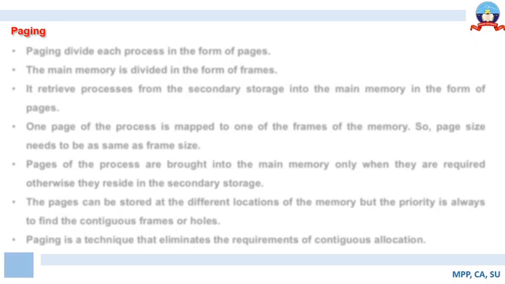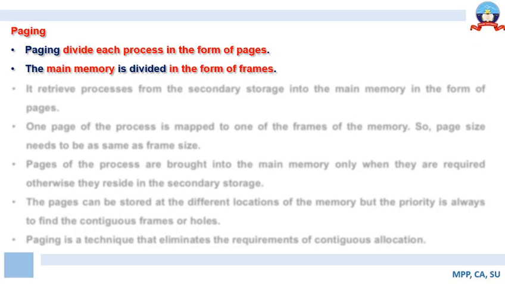So let us try and understand how paging works. Paging divides the processes in forms of uniform size, that is called as pages. Pages are blocks of representation of same size. Likewise, the main memory is divided in forms of frames. So here process is divided in forms of pages and main memory is divided in forms of frames.